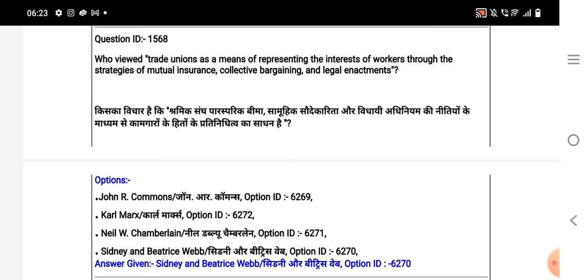Let's move ahead with the remaining questions of paper code 55 of the previous year paper 2021. So here the first question on the screen, as you all can see, is who viewed trade unions as a means of representing the interest of workers through the strategies of mutual insurance, collective bargaining and legal enactments. So ये जो basically trade union का definition है, this was given by Sydney and Beatrice Webb.